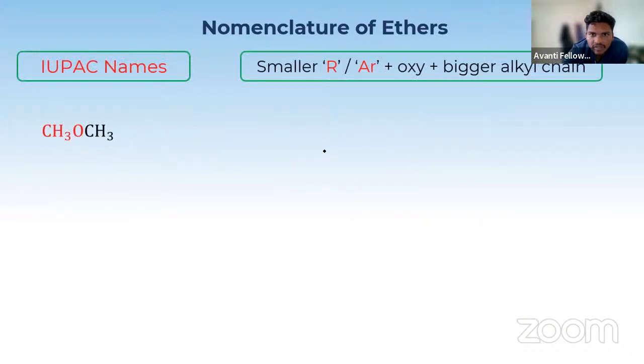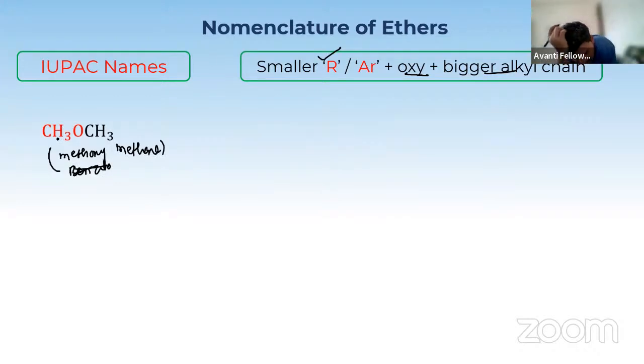Now the IUPAC name of ether is: smaller R plus oxygen plus bigger alkane chain. Based upon this rule you have to go. The smaller alkyl group, and aryl means aromatic, plus oxy plus the bigger alkyl chain. Bigger alkyl chain should be there. So now if you want to name this one, this is symmetrical, so methoxy methane. Sorry, not benzene, methoxy methane. Here both sides are the same, so methoxy methane.